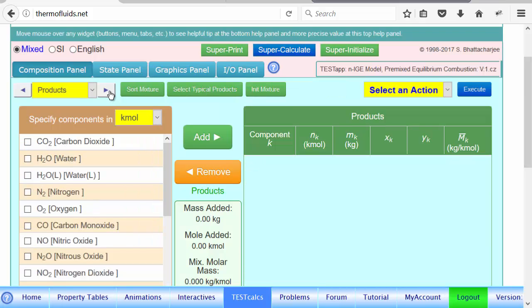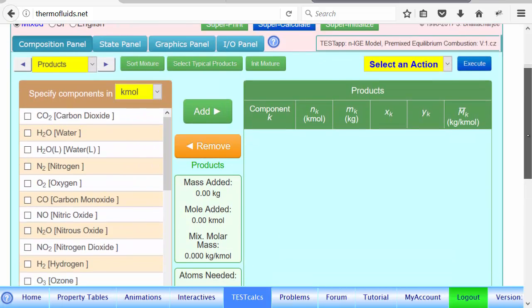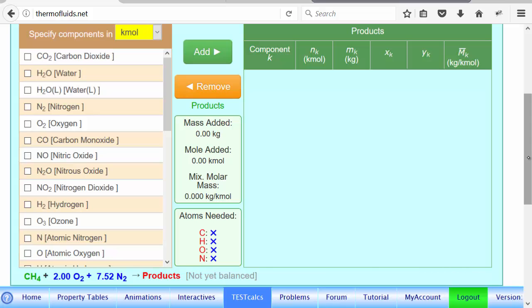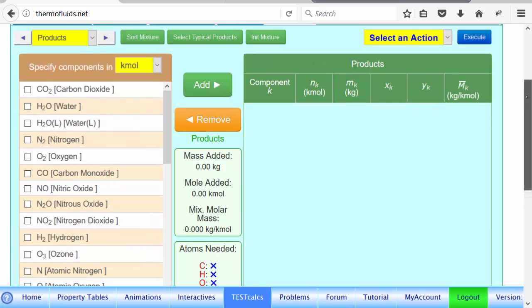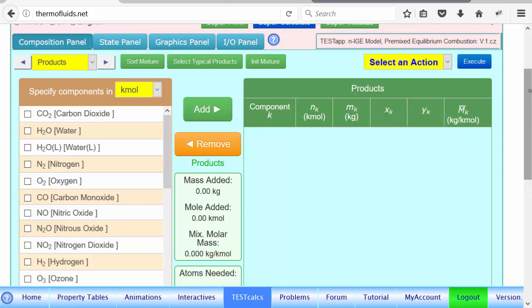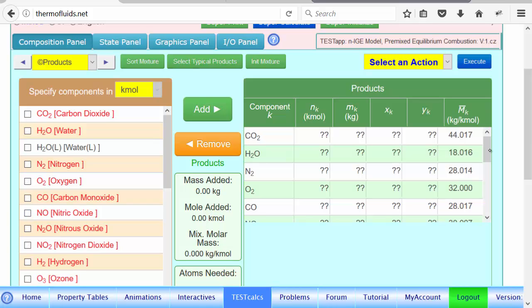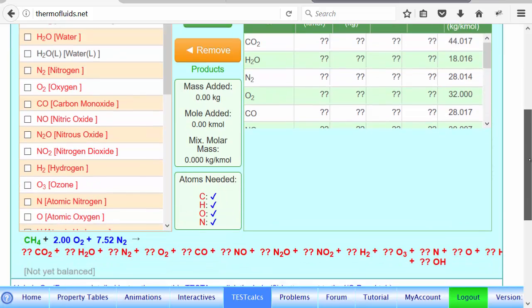To set the products, we go to the products panel, and then we need to choose what kind of species are included. They must cover the following atoms because they're in the reactants: carbon, hydrogen, oxygen, and nitrogen. We could go one by one, like CO2, CO, etc., or we can just select typical combustion products. That selects those typically found in equilibrium combustion, and we add those. That's quite a list of products here. Of course, you can add or subtract more species if you want to.